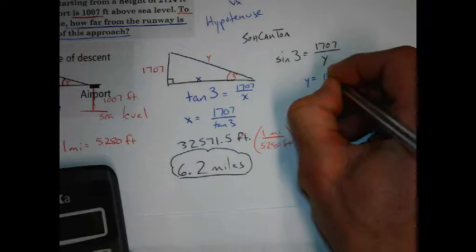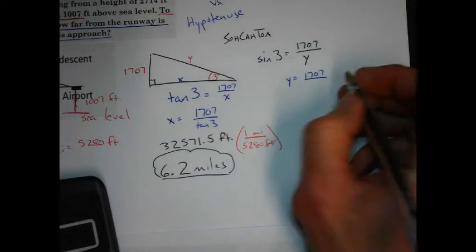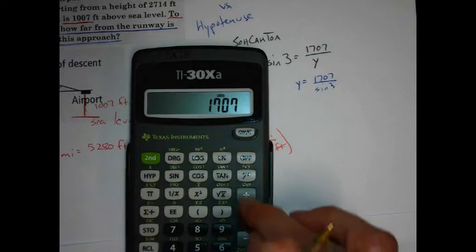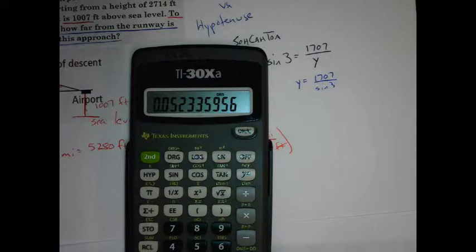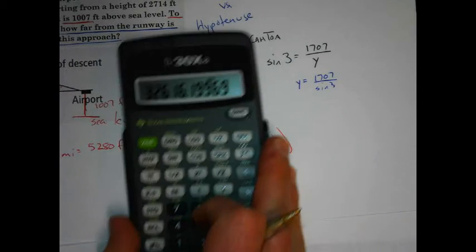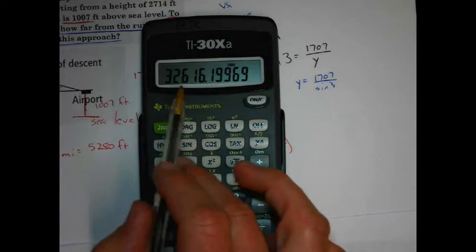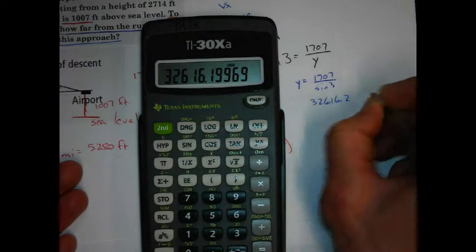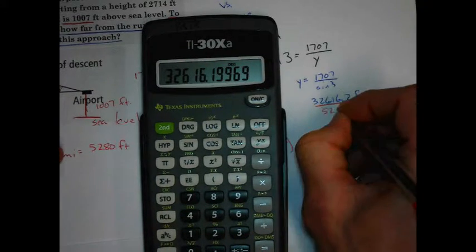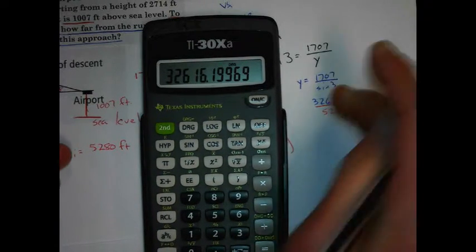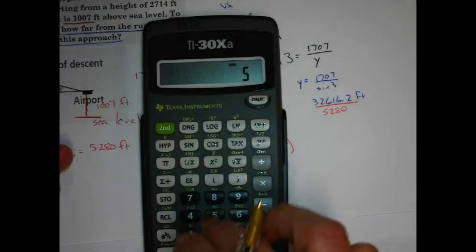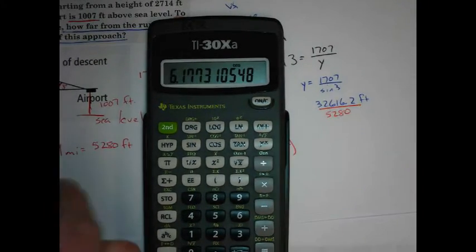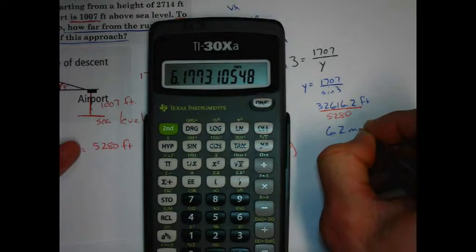we can work it out the same way. So we'd have 1,707 divided by the sine of 3, and then we can use our calculator for that as well. 1,707 divided by the sine of 3 would equal 32,616.2 feet. But again, we will be dividing that by 5,280. That would give us the number of miles. In this case, it would be 6.2 as well. So we would luck out no matter what.